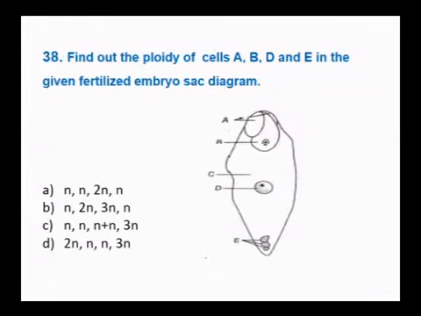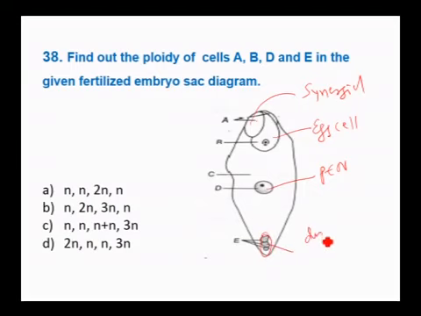Next question. Find out the ploidy of A, B, D and E. First, you have to see the diagram properly. Here the cells are degenerating and this is the egg cell. These two must be synergids. This should be the PEN, because these others are already disappearing, these are disintegrating antipodals. One of the synergids is damaged because of the entry of the pollen tube. Synergids are always haploid.